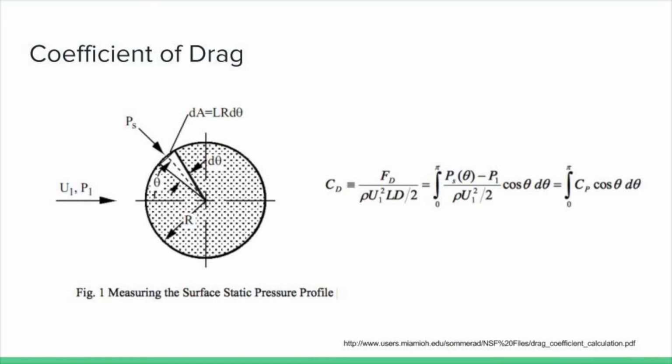According to the University of Illinois, the coefficient of drag of a cylinder can be calculated by taking the integral of the coefficient of pressure multiplied by the cosine of the angle from 0 to pi, where the 0 angle is the front of the cylinder facing the wind flow. The coefficient of pressure was calculated at each pressure port along the cylinder, and then Simpson's method was used to calculate the integral for the coefficient of drag. The resulting coefficients of drag were then plotted against Reynolds number.